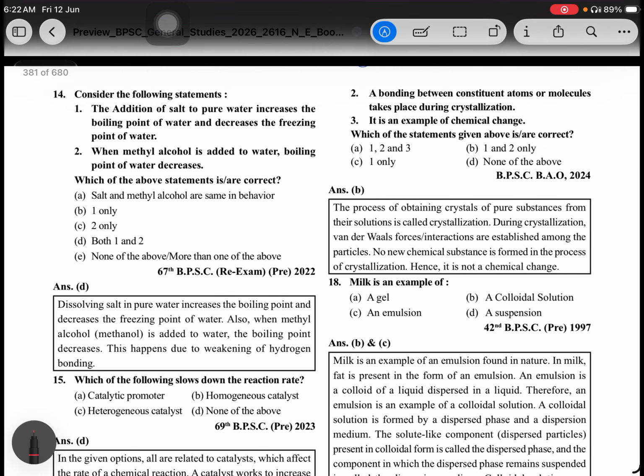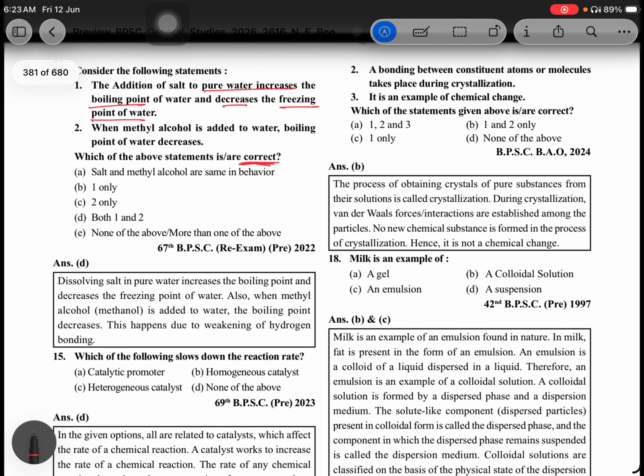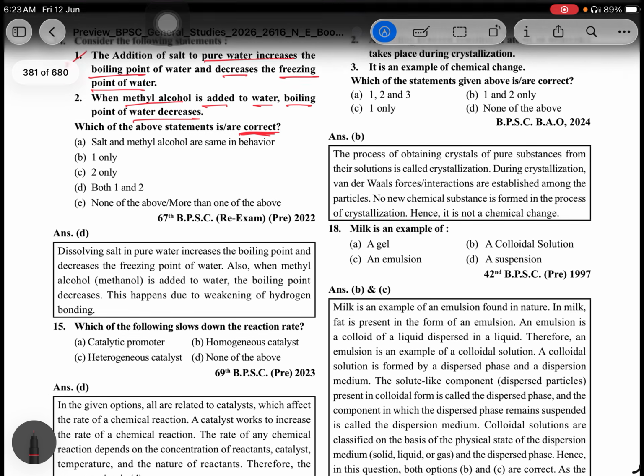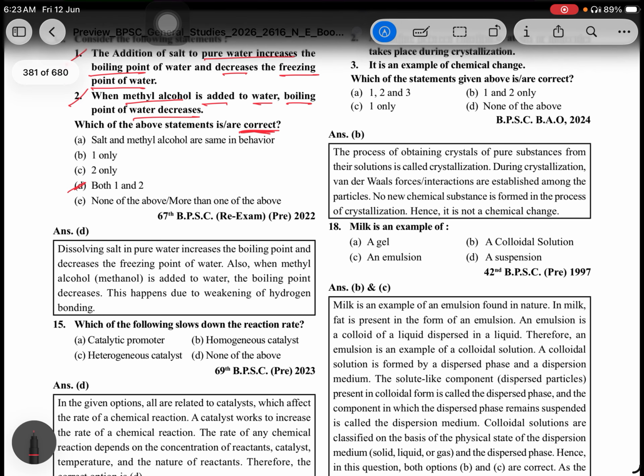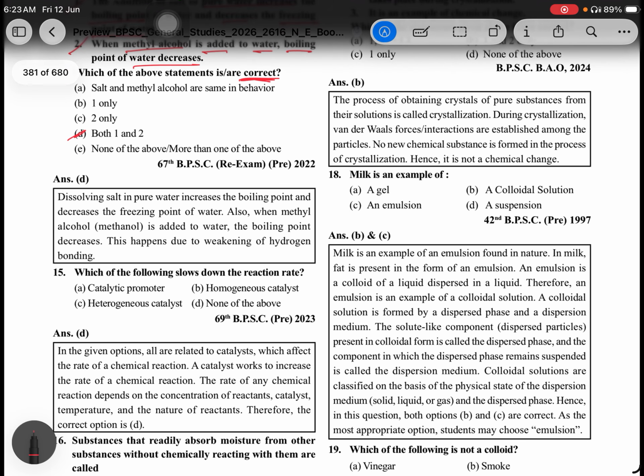Consider the following statements. The addition of salt to pure water increases the boiling point of water and decreases the freezing point of water. That is right. When methyl alcohol is added to water, the boiling point of water decreases. That is also right. The correct answer will be D, both 1 and 2.